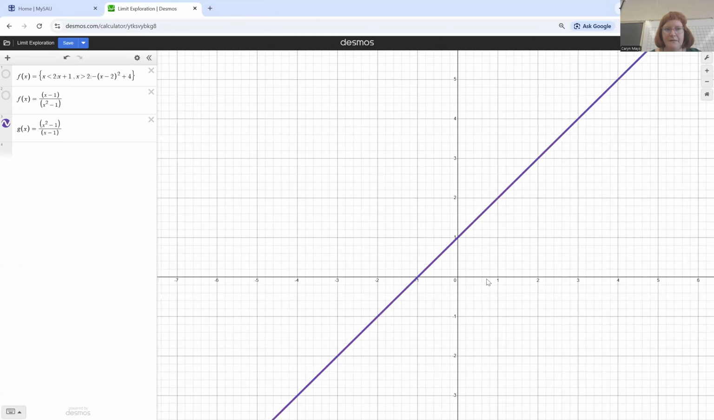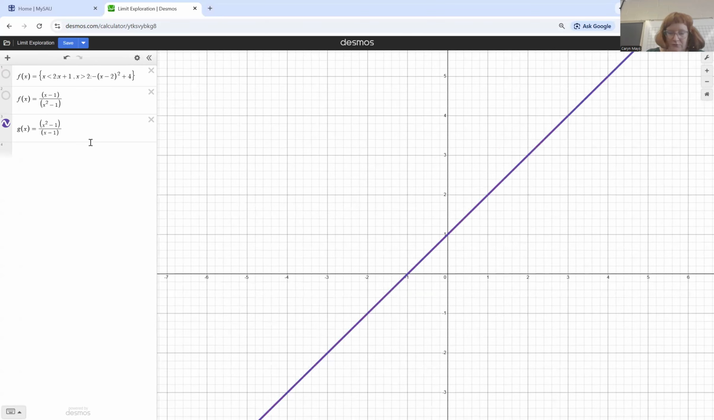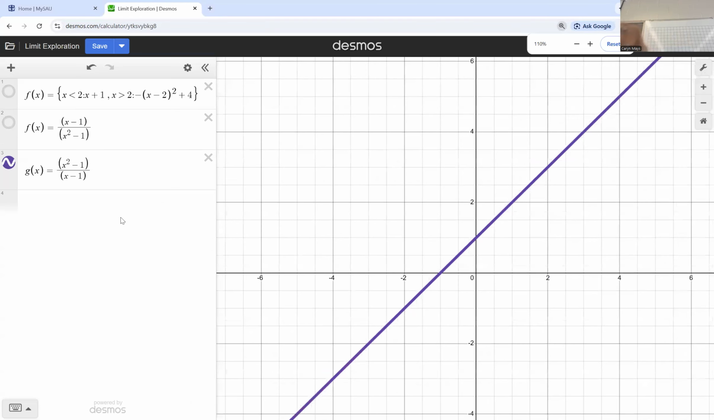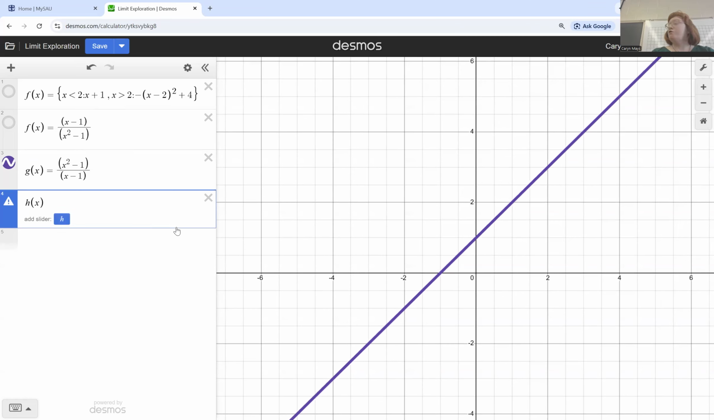Okay. G is this x squared minus 1 over x minus 1. What does this graph look like? Looks like a line. What slope does it appear to have? 1. And what y-intercept does it have? 1. It looks like the function x plus 1. And can't really be seen, but that red and purple are now right on top of each other. They look like the same.